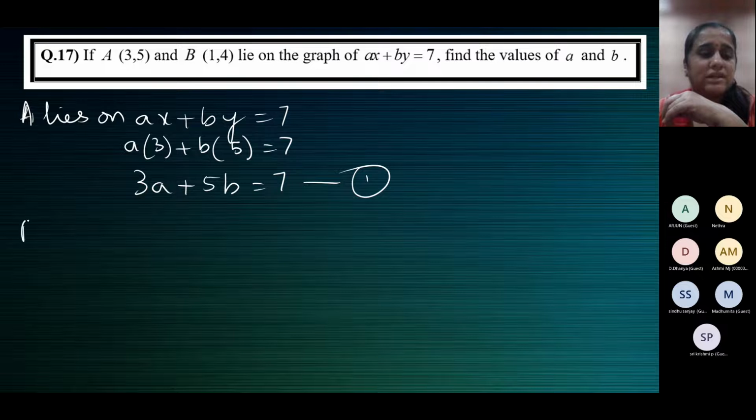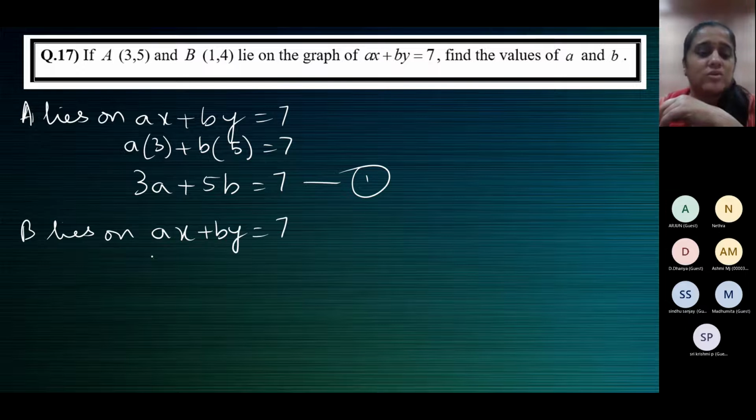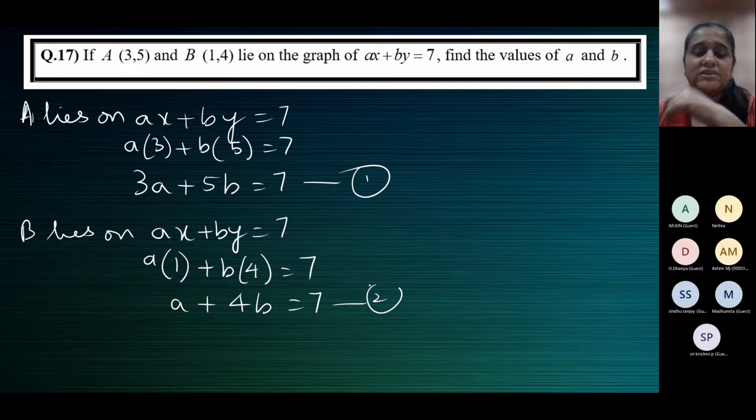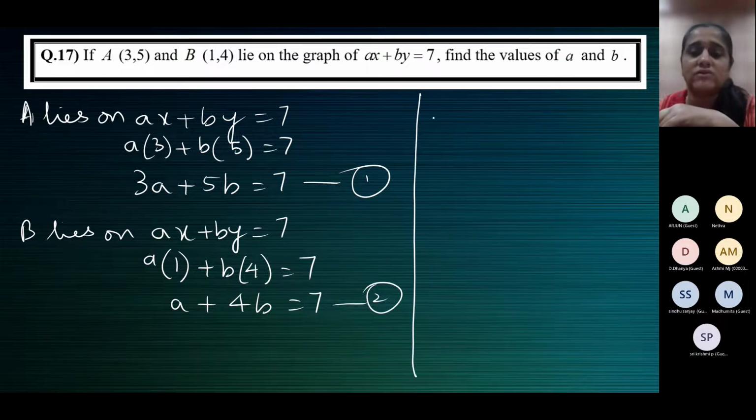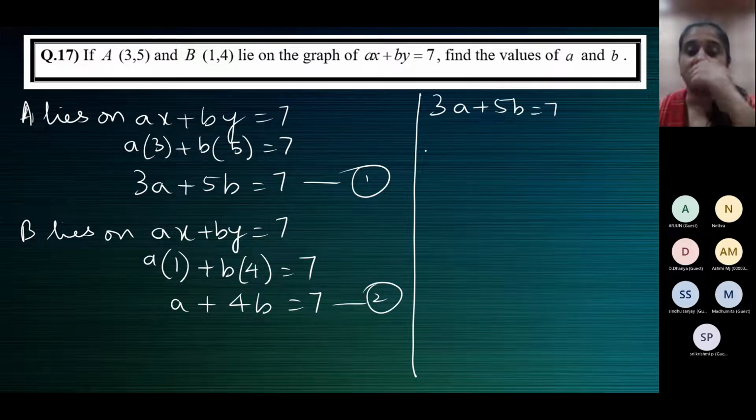Then we are given that B lies on AX plus BY is equal to 7. So A into the value of X, which is 1, plus B into the value of Y, which is 4, is equal to 7. So we have A plus 4B is equal to 7. Now we need to solve these two equations and find the values of A and B. So the two equations are 3A plus 5B is equal to 7, and A plus 4B is equal to 7.